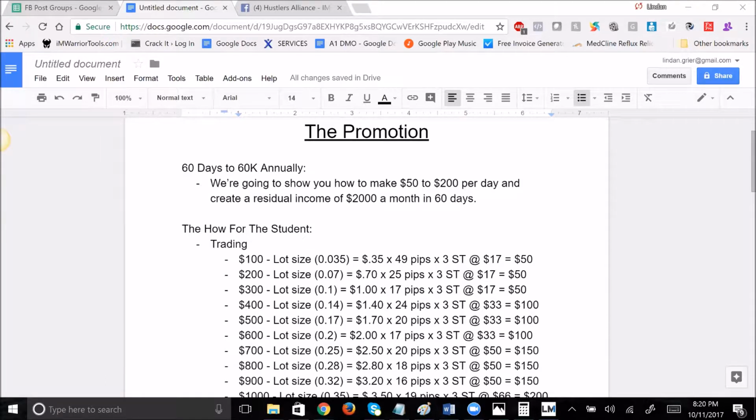So if you're making 1,000 residual, there's 4,000. If you're making 2,000 residual, there's 5,000. 200 bucks times 20, that's 4,000. So if you got another 2,000 residual, that's 6,000. So here's how we're going to hit the mark.